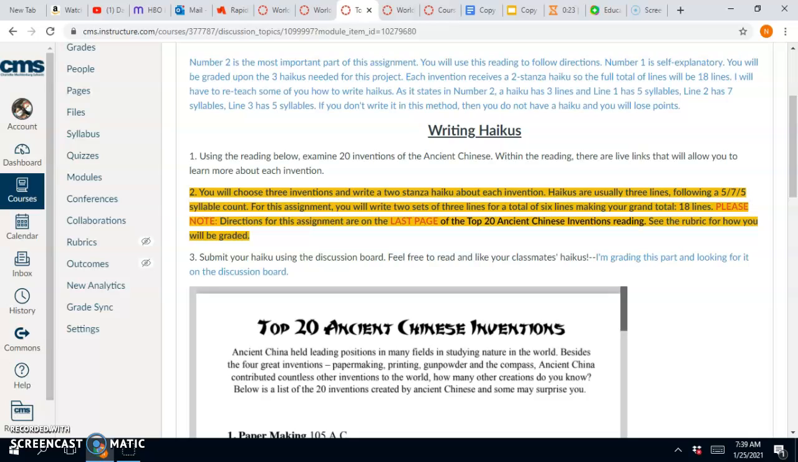The thing is, I told you earlier, a haiku has 3 lines. This particular assignment wants you to write 2 stanzas though. So for each invention, you're going to have a haiku with 2 stanzas. So you're going to have a total of 6 lines. So 6 times 3 from the 3 inventions means 18 lines. And each of those stanzas, line 1 has 5 syllables, line 2 has 7, and line 3 has 5. So it needs to be written in that format, okay?